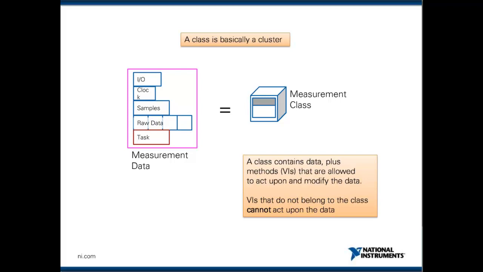It also defines the set of VIs that are allowed access to that data cluster. VIs that do not belong to that class cannot access that data. And so that's one of the first biggest and most important distinctions that separates a class apart from a cluster. With a cluster, anyone who has the cluster wire can access and modify the data. Again, with a class, only VIs that belong to it have the rights to do so.